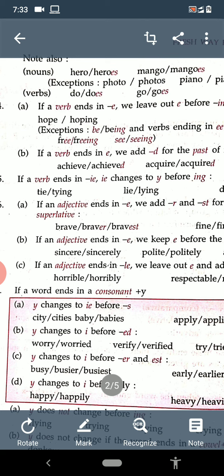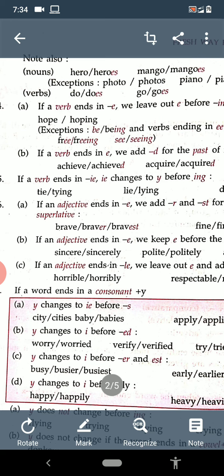If an adjective ends in E, we add R and ST for the comparative and superlative degree. See: brave, braver, bravest, fine, finer, finest. See now how ly is used: sincere, sincerely, polite, politely, active, actively, horrible, horribly, respectable, respectably.